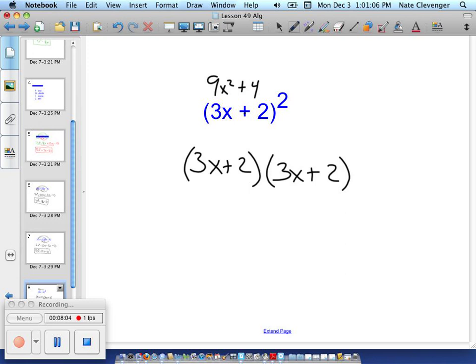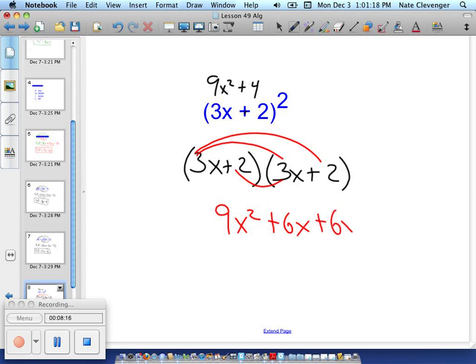So then we're going to do our FOIL. First, 9x squared. Outsides, plus 6x. Insides, plus 6x. Lasts, plus 4. 9x squared plus 12x plus 4.